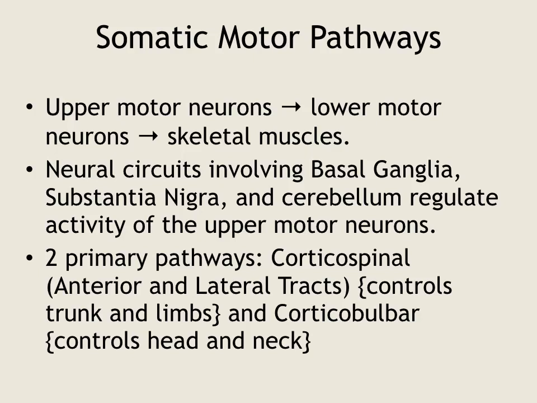So let's take a look at the somatic pathways. The somatic pathways are going to start with the upper motor neuron coming from the pyramidal regions. They're then going to synapse in the ventral horn and in the lateral horn onto the lower motor neurons, which will then exit and take the signal for muscle function. It involves neural circuitry within the thalamus and within the limbic system from the basal ganglia and the substantia nigra, as well as the cerebellum, in order to regulate activity of the upper motor neurons so that we have proper function.